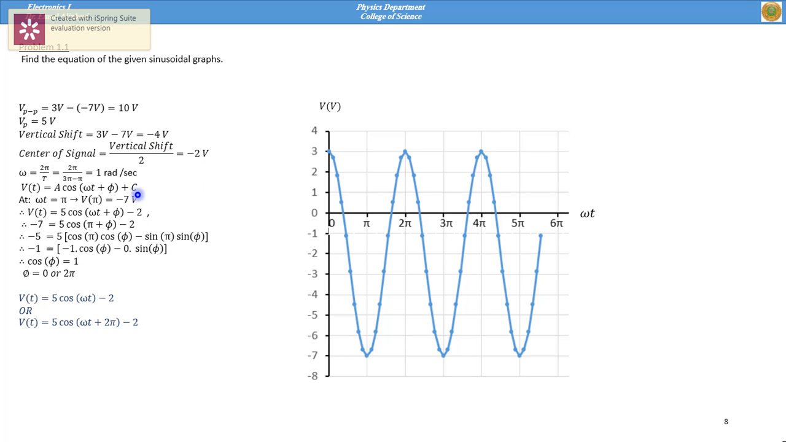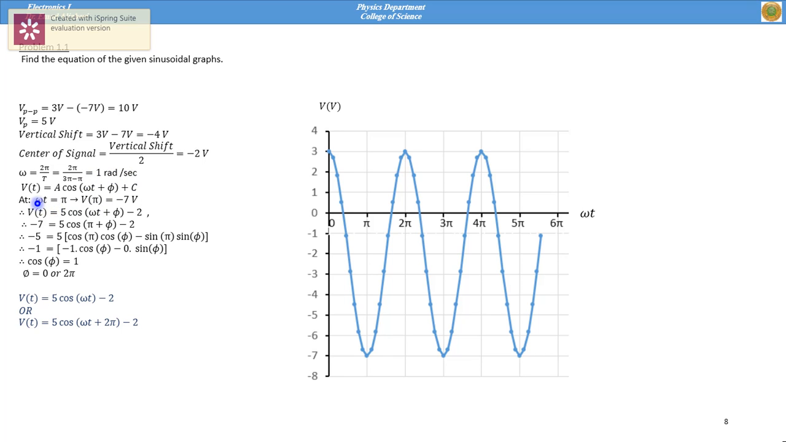So C is minus 2. Now you use this equation, V equals A cosine of omega t plus phi, plus C. C is minus 2. And omega is equal to 2 pi over T. T is the period from this point to this point. For example, 4 pi minus 2 pi is equal to 2 pi. Or you can use from 3 pi to pi as here in this equation. In this case, omega is equal to 1.